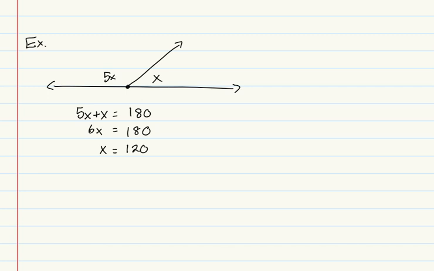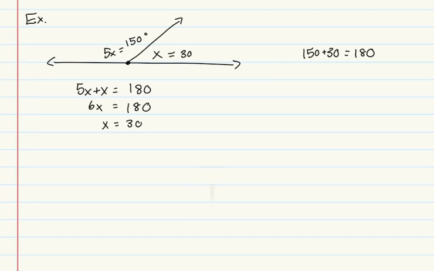Now that I have the value of x, I know that this angle is 120 degrees. Oh, that is incorrect. Always helpful to double check yourself. x equals 30 degrees, and 5x is 150 degrees. Double checking myself, 150 plus 30 equals 180.